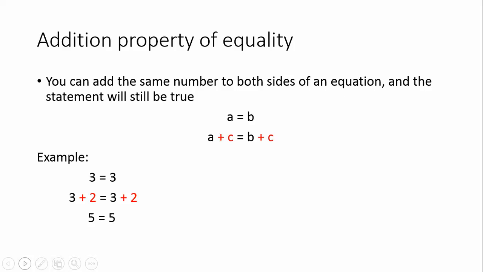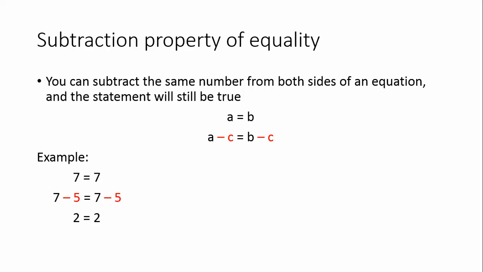There are two properties. The first property is the addition property of equality. What this states is that you can add the same number to both sides of an equation, and the statement will still be true. So if we have a equal to b, and we add c to both sides, the left side still equals the right side. And in our example, we have that 3 equals 3, adding 2 to the left and the right, and we have a true statement that 5 equals 5.